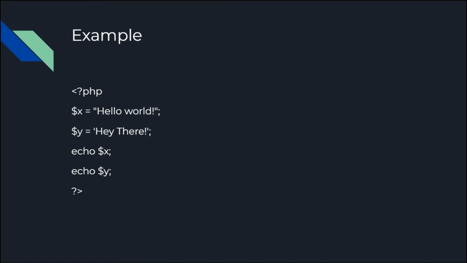Example. Here is example of string. We have two variables x and y. X has the value hello world, which is in double quotation, and y has value hey there in single quotation. As we know, string can be specified in double and single quotation.